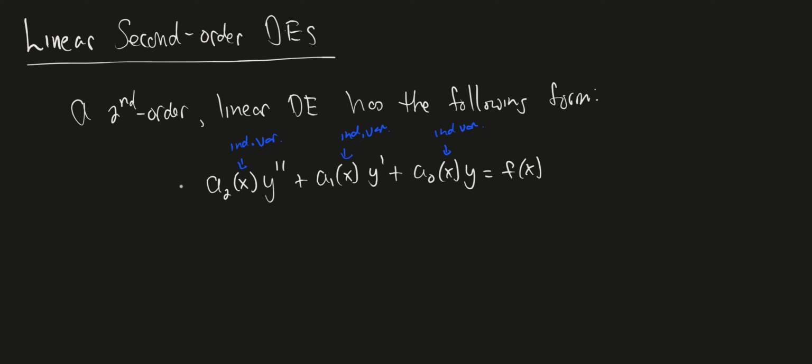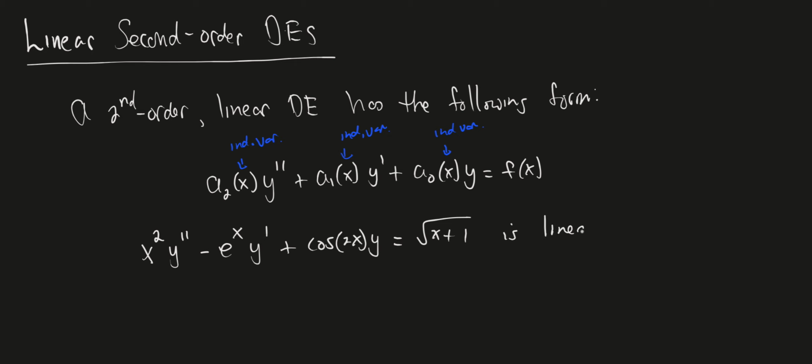So let's write down some specific examples so we can see. We'll start with some that are linear, and then some that aren't linear, right? Say if I have something like x squared times y double prime minus e to the x times y prime plus the cosine of 2x times y, and then this side I have the square root of x plus 1. This is a linear second order differential equation. We look at the coefficients, the x squared, the negative e to the x, the cosine of 2x, and these are all non-linear functions. But that's fine, because these non-linear functions only involve the independent variable x. They don't involve y. So something like this is linear, right?